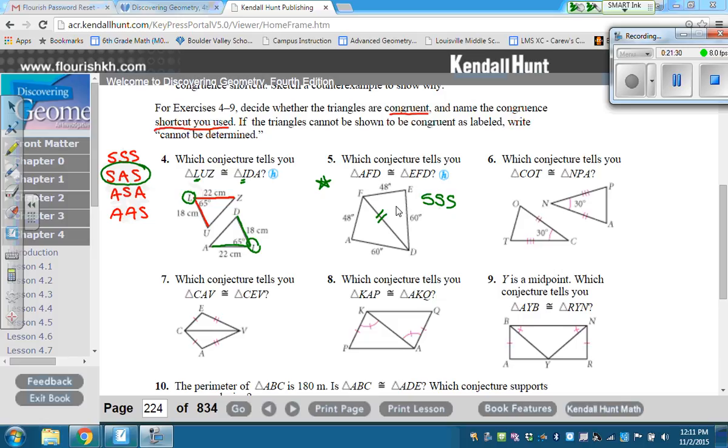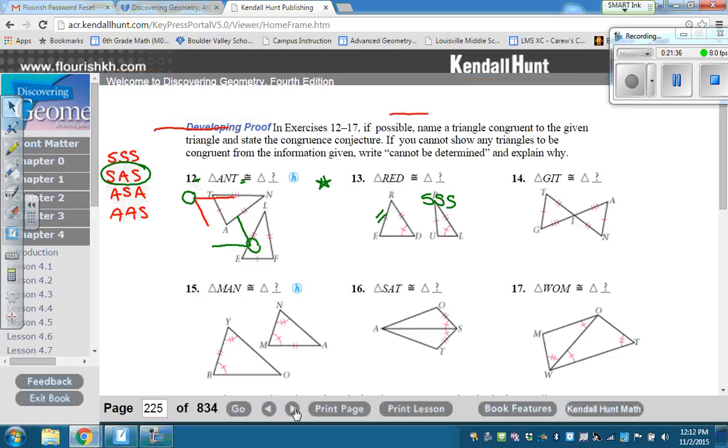Okay, so look at a different situation here. If we go a little bit farther, and now you have to put the order in. Is there anything here that you guys see that would not be a congruence relationship? Because the directions here say, if possible, name triangles congruent to the given triangle and state the congruence conjecture. If you cannot show any triangles to be congruent from the information given, write cannot be determined. Give me an example of a cannot be determined one that you might see.